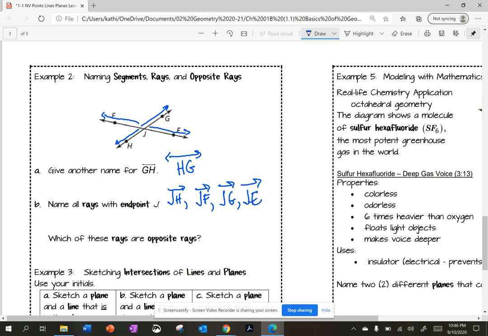Okay, and which of these are opposite rays? Opposite rays means they're going 180 degrees apart. So JE and JF are opposite rays, and JH and JG. So ray JH and ray JG are opposite rays.